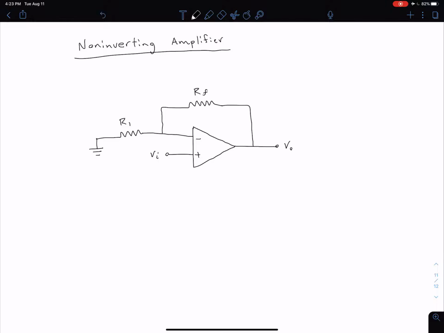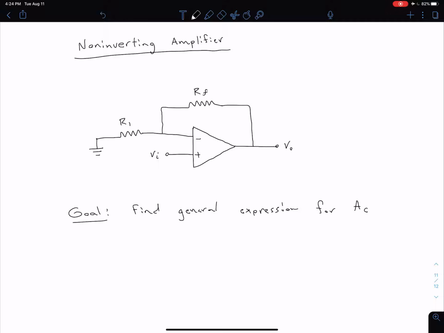So now let's look at a different amplifier configuration, our non-inverting amplifier. And so again, our goal here is going to be to find a general expression for the closed loop gain. So we want to find a general expression for our closed loop voltage gain A sub C.